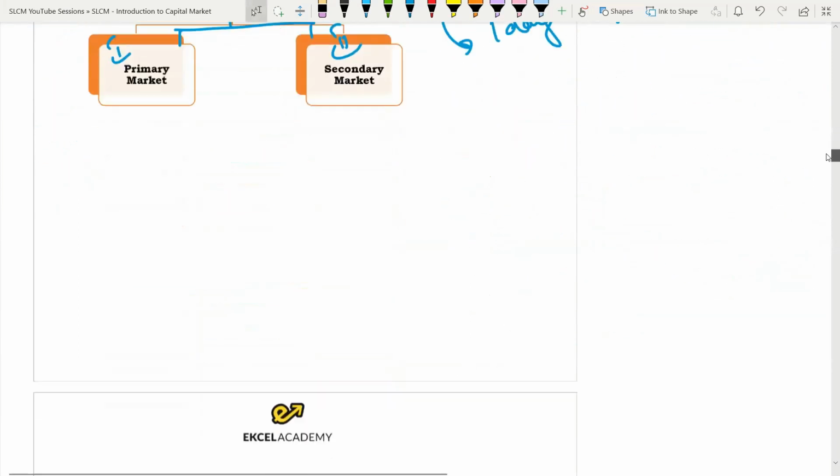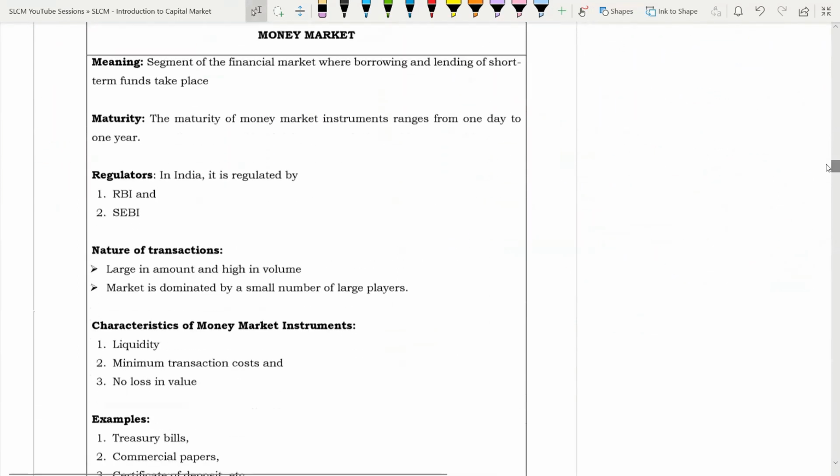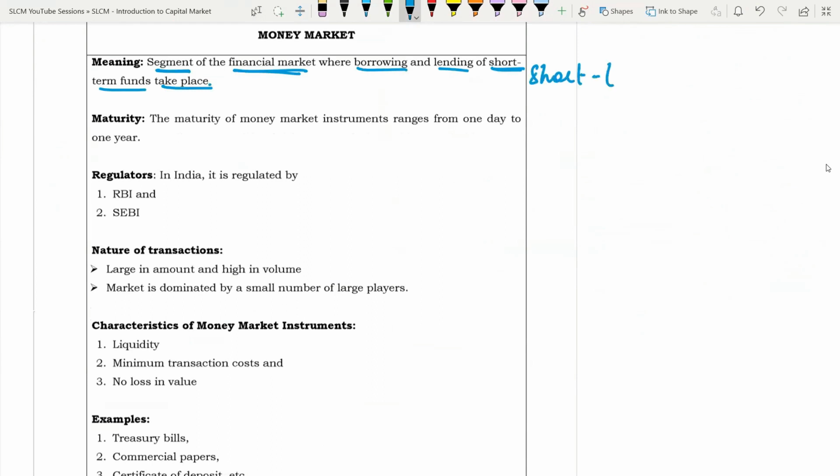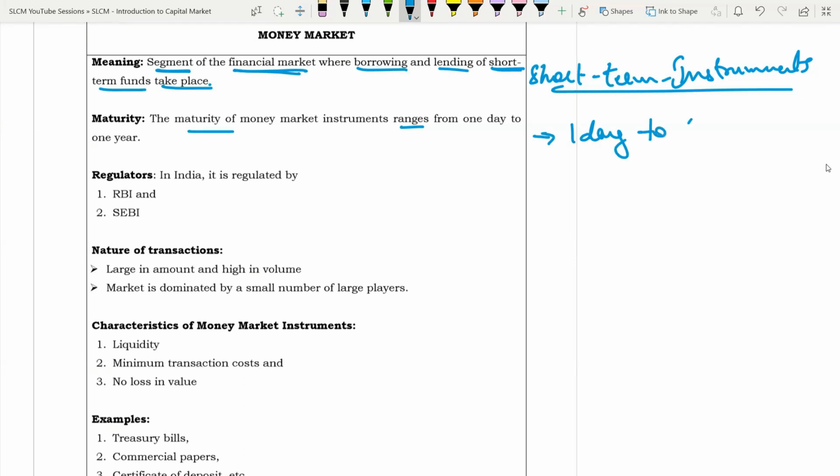Now, let us understand each one of these markets in detail. First, let's talk about what is a money market. The money market is a small segment of the bigger market, that is the financial market, where borrowing and lending of short-term funds take place. Like I told you, it exclusively deals in short-term instruments. Okay, the maturity of these instruments will range anywhere between 1 day to 1 year.